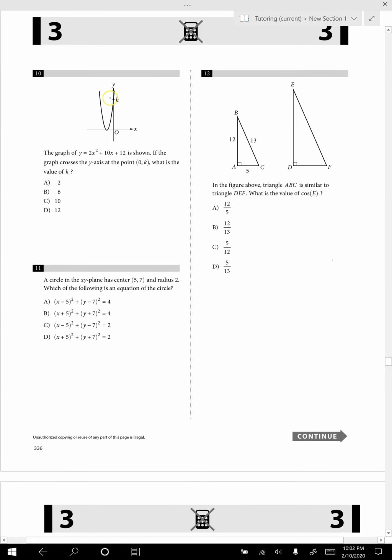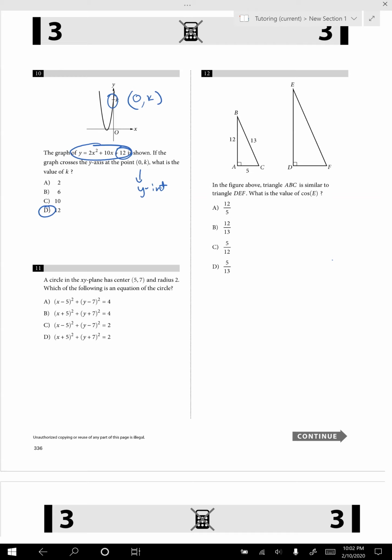Number 10, again, paying attention to y-intercepts, we can see that (0, k) is a y-intercept. We don't know what k is yet, but they marked it there, so it must be important. The graph of y equals 2x squared plus 10x plus 12 is shown. If the graph crosses the y-axis at the point (0, k), okay, this is a y-intercept. What is the value of k? Well, if we can read the y-intercept off this, we're done. And the constant is the y-intercept. So our answer is D.